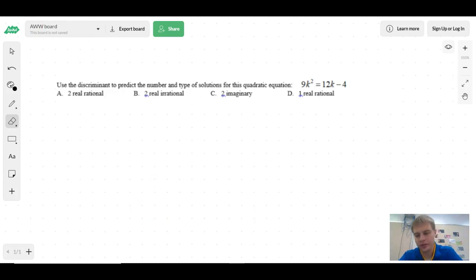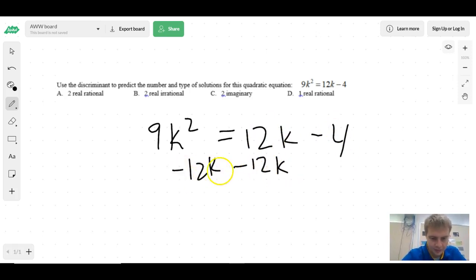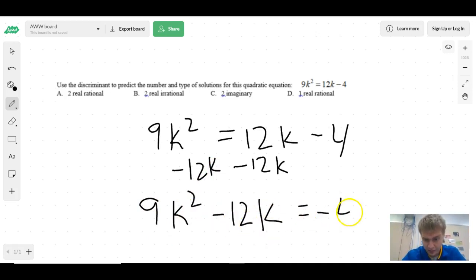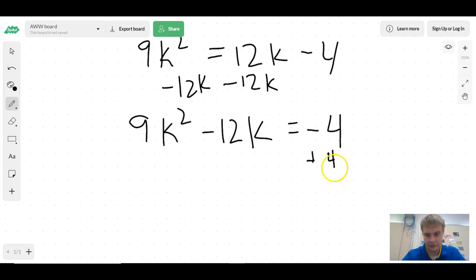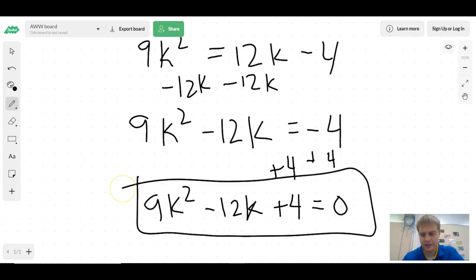Okay, so we're going to use the discriminant to find the answer to this. First thing you want to do is get this thing in the correct form where it's equaling 0. So to do that we would have 9k squared equals 12k minus 4. I'm going to subtract 12k on both sides and get 9k squared minus 12k equals negative 4. And now I'm going to add 4 to both sides. So I'm going to get 9k squared minus 12k plus 4, and that equals 0.